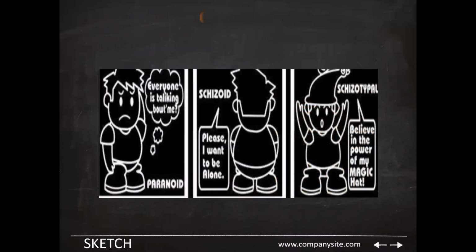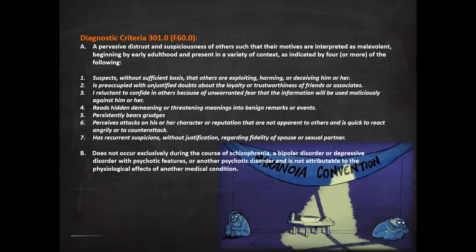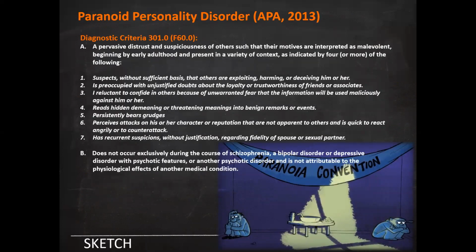I want to jump right into cluster A of personality disorders, which include paranoid, schizoid, and schizotypal personality disorders. Paranoid personality disorder, PPD, is characterized by a pattern of distrust and suspiciousness of others, whose motives and intentions are perceived as malicious. These perceptions begin in early adulthood and are present in a number of situations. Those with PPD assume the ill intent of others and believe that others might exploit, harm, or deceive them.